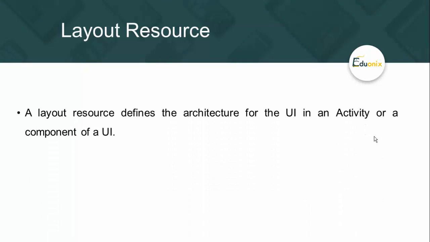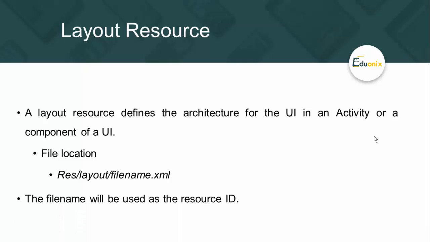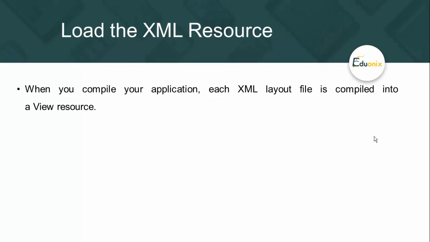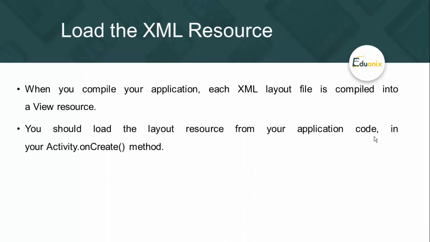A layout resource defines the architecture for the UI in an activity or component of a UI. The file location for an XML file is res/layout/filename.xml. The file name will be used as the resource ID. In our example, the file name is myfirstfile.xml, and this name will be used as the resource ID. When you compile your application, each XML layout file is compiled into a View resource. You should load the layout resource from your application code in your Activity.onCreate callback implementation.